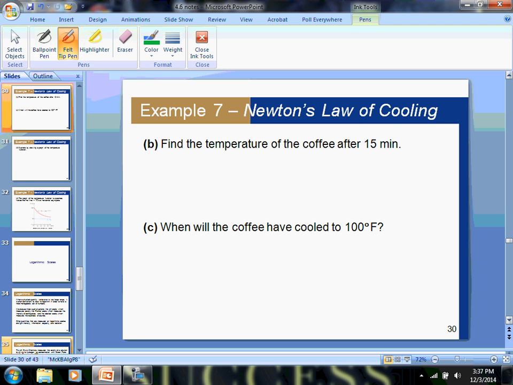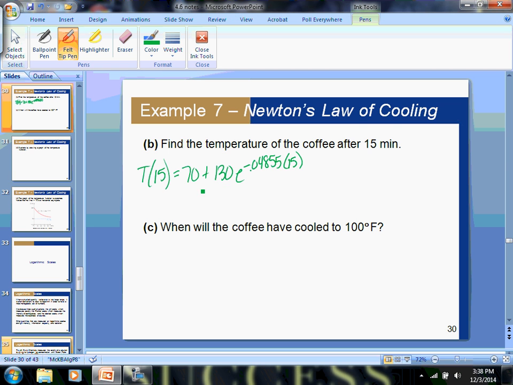Find the temperature of the coffee after 15 minutes. So we're going to find T of 15, and we're going to use that equation that we had in part A. So we'll have 70 plus 130 e to the negative 0.04855, and then t is 15. So you're going to take 15 times the negative 0.04855, get an answer. Do e to that power, get an answer. Multiply by 130, get that answer, and then add the 70.